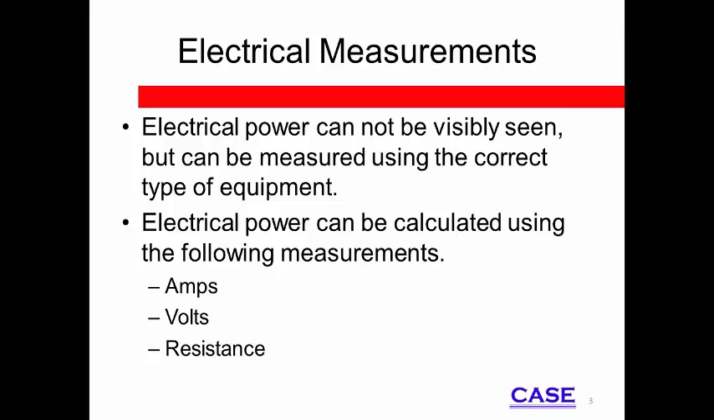Amperage, voltage, and resistance are units of measurement used to calculate electrical power. Amperage is the unit of electrical current. Voltage is the unit of electrical pressure. Ohms is the unit of electrical resistance.